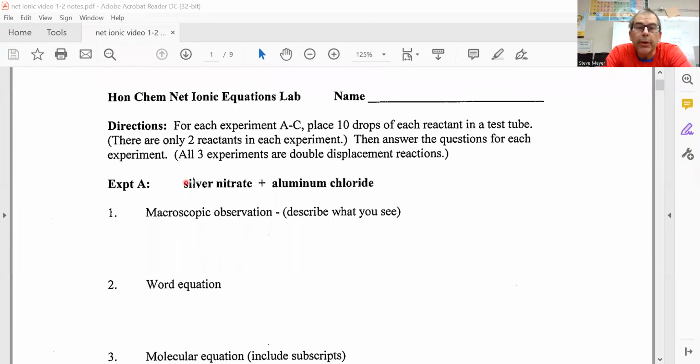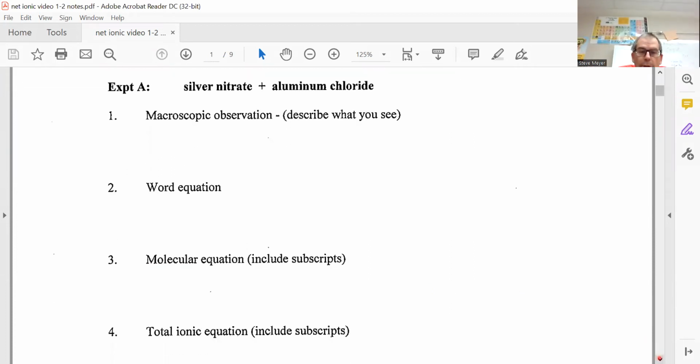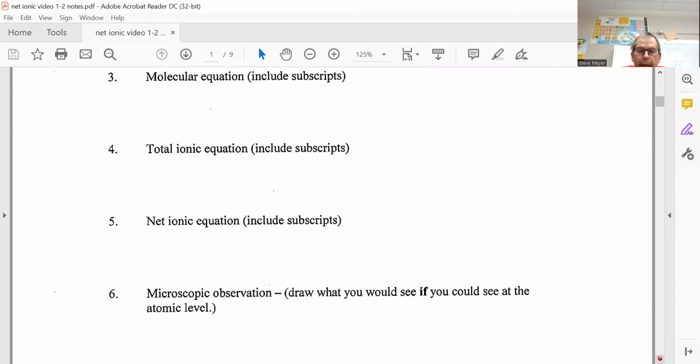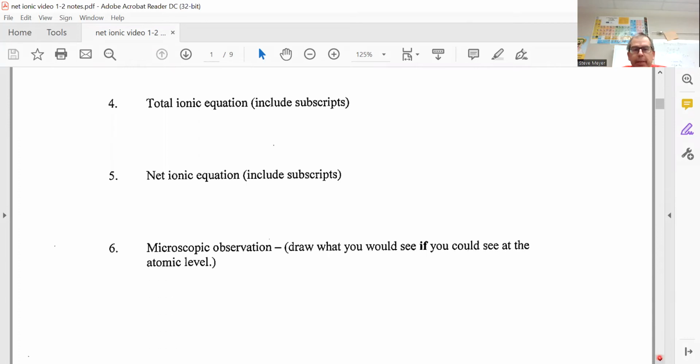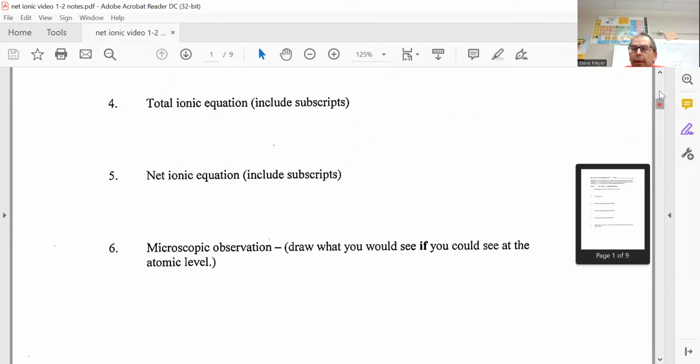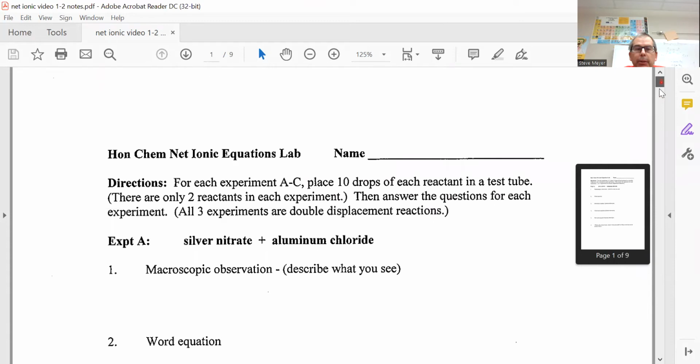So it looks like we're going to do experiments A, B, and C. The first one is silver nitrate plus aluminum chloride. Then you're going to get a series of questions where you observe, write a word equation, and then molecular equations. Ultimately, we're going to get to total ionic equations, net ionic equations, and microscopic observations. In this video, we're just going to do the first couple points for all three experiments.